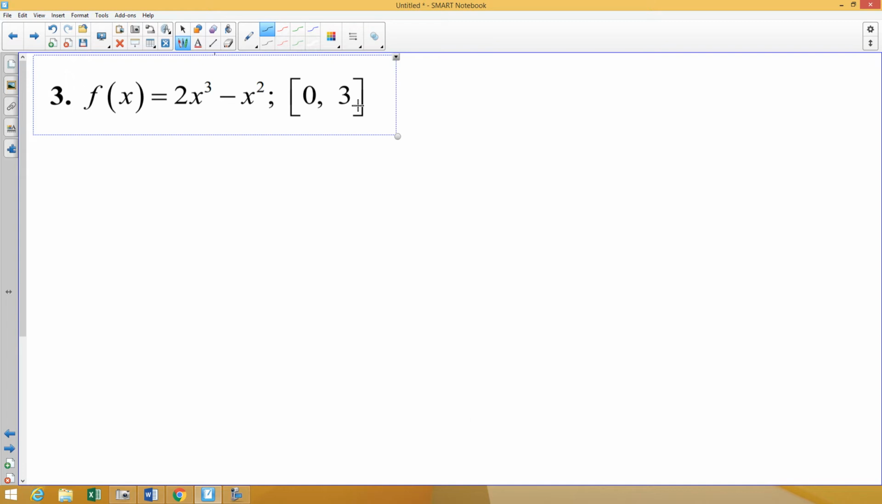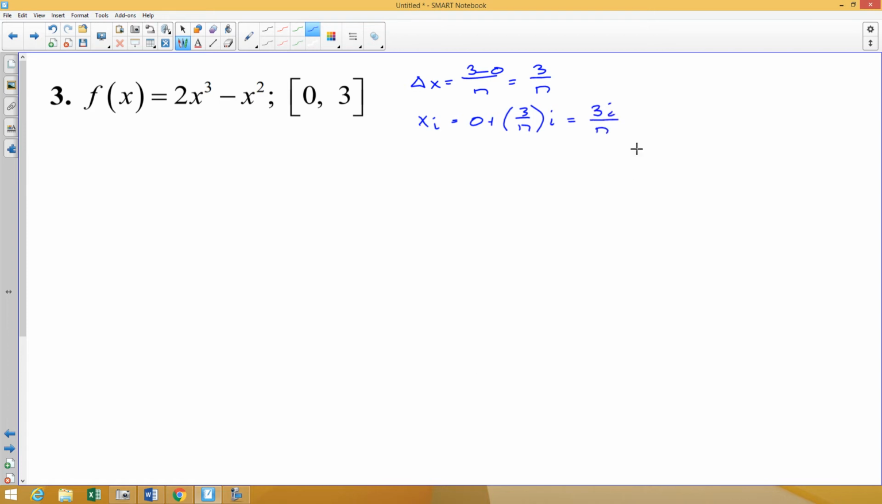This one's going to be a little bit nicer because I am starting at 0. So again, I'm going to start by finding my delta x and my x sub i. Delta x is b minus a over n, or 3 over n. And x sub i is going to be my initial value plus my delta x times i, which cleans up to just 3i over n, and that's going to make this one nice.